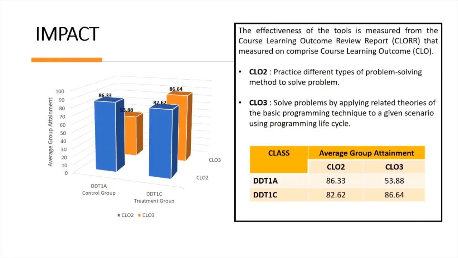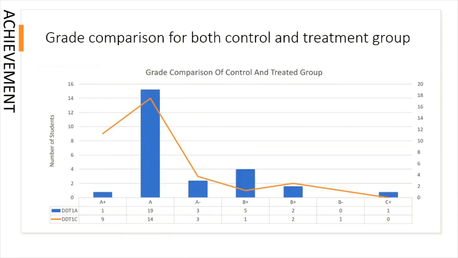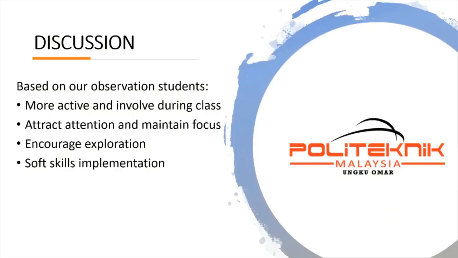This is an indicator that proves student performance is better as the tool helps them improve their understanding with the implementation of Sphero. The achievement is identified as the treatment group has shown better achievement through grade comparison compared to the control group.